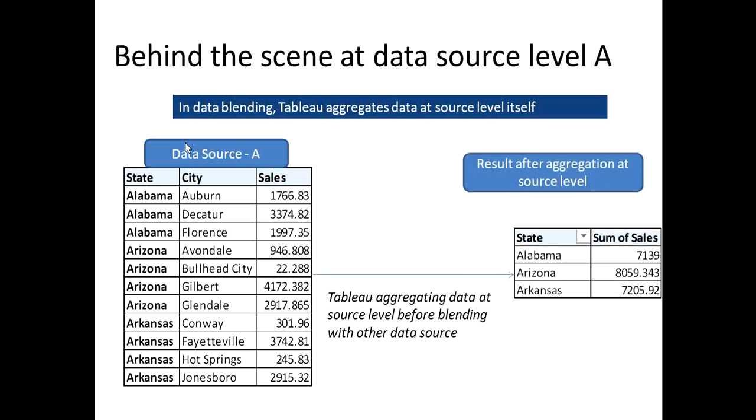After doing aggregations at the source level, this is my result. For Alabama, Arizona, Arkansas, I'll be getting the sum of sales. It will just sum up all three Alabama sales, all four Arizona sales together, and all four Arkansas sales together, one, two, three, four, and that value I'll be getting as a resultant data set. Okay, this is called aggregation, and this happened at the source level itself, behind the scene, so you are not seeing how it works. But this is how it happens at source level A.